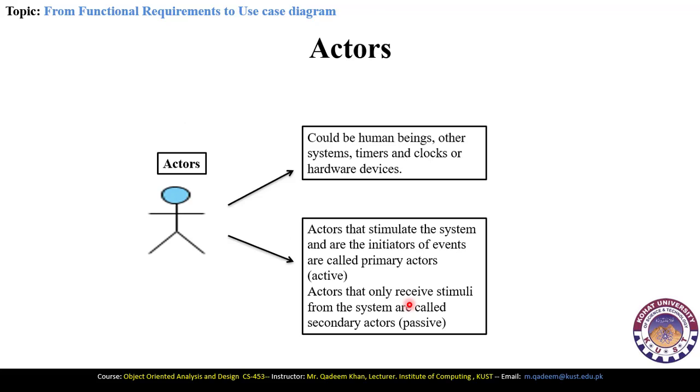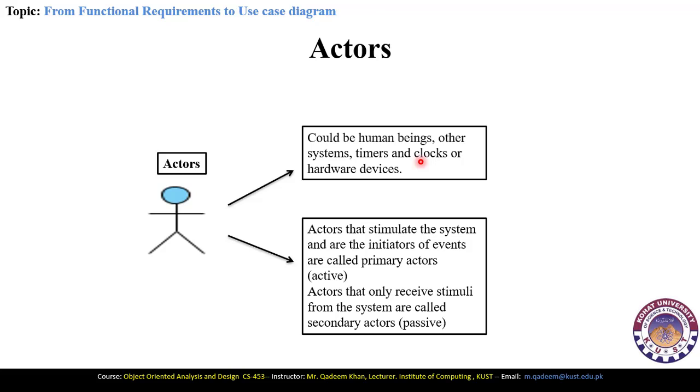Now we want to explain it in more detail. So the first important element of any use case diagram is called the actor. The actor can be human beings or systems. It can also be timers. Timers mean particular events and clocks, which are triggered in a certain time unit.